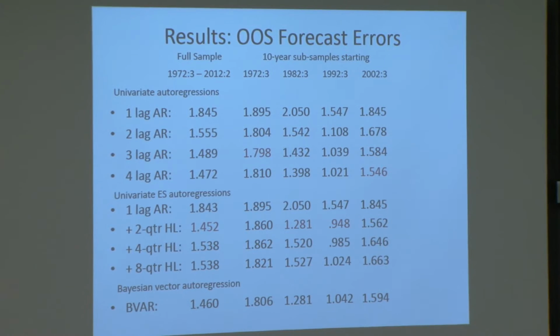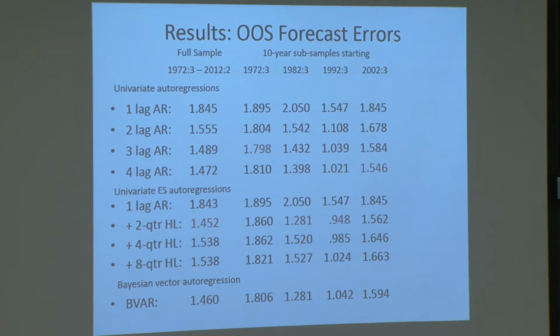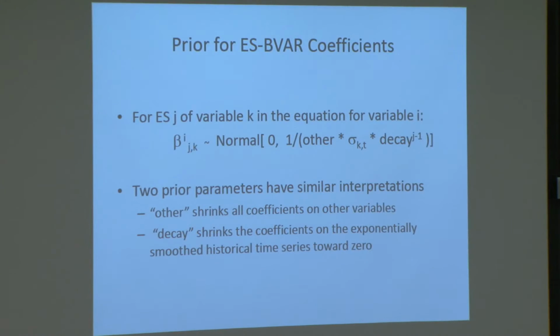So what then do we get when we use that best hyperparameter at each point in time? Well, we get a total error of 1.46 standard deviations, which is slightly better than any of the univariate autoregressions. Not as good, though, as the exponentially smoothed univariate equation. So it's not particularly inspiring, but there's slight improvement, at least out of sample.